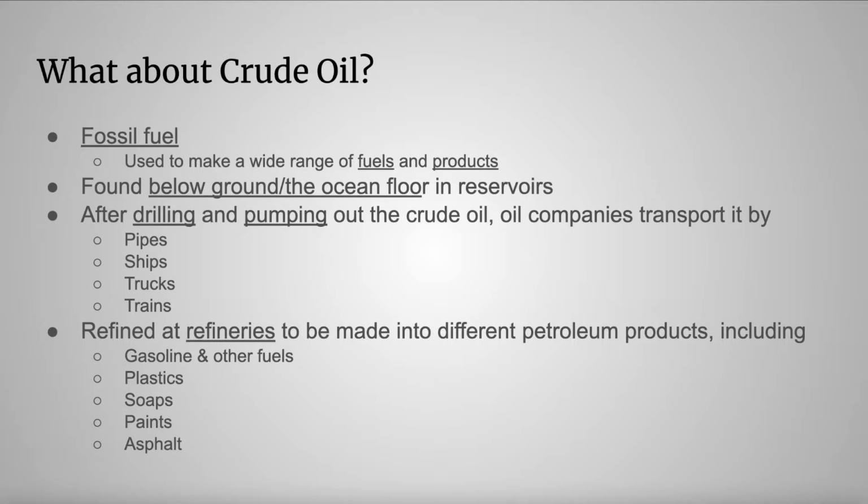Crude oil, on the other hand, is a fossil fuel that is used to make a wide range of fuels and products. It is found below ground or below the ocean floor in reservoirs, where oil droplets reside in pores or holes in the rock. After drilling down and pumping out the crude oil, companies transport it by pipes, ships, trucks, or trains to processing plants called refineries. There, the oil is refined so that it can be made into different petroleum products, including gasoline and other fuels, as well as products like asphalt, plastics, soaps, and paints.